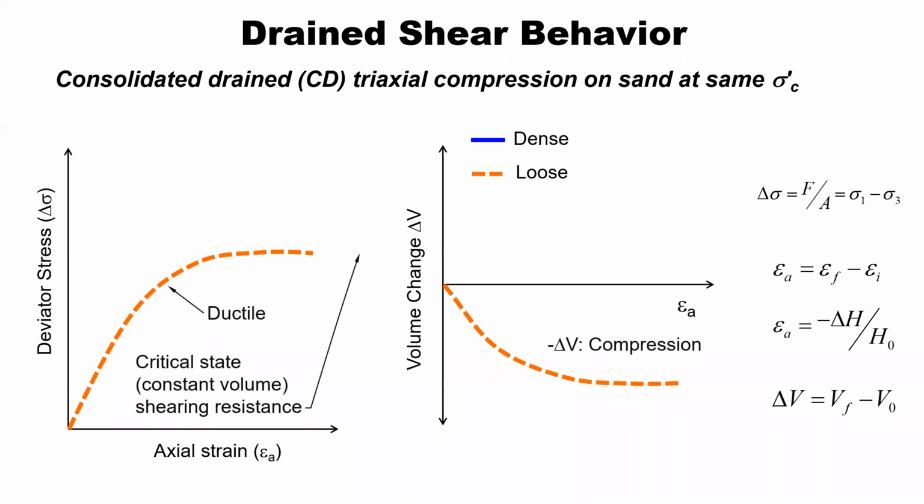This would be a ductile stress-strain response, and ultimately it reaches a constant value of shearing resistance and a constant void ratio. In other words, there's no more rate of volume change. The rate of volume change here is zero. The volume change curve is leveled off. We would call that the critical state condition.